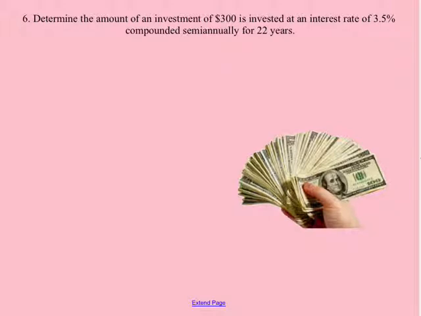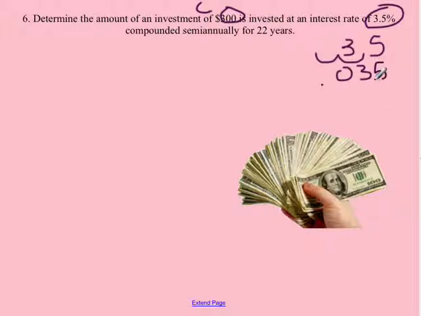Let's take a look at number 6. Same deal. So we're starting with 300. That's going to be my C value. The interest rate is 3.5%, so we're going to move that over. So our rate is going to be 0.035. It's going to be compounded semi-annually, so that means my N is 2 for 22 years, so my T is 22. So let's go ahead and plug that into the problem.